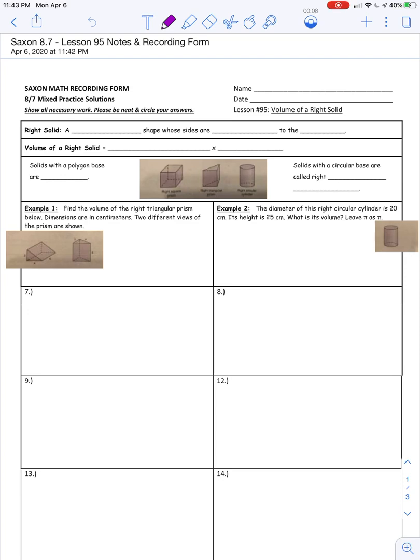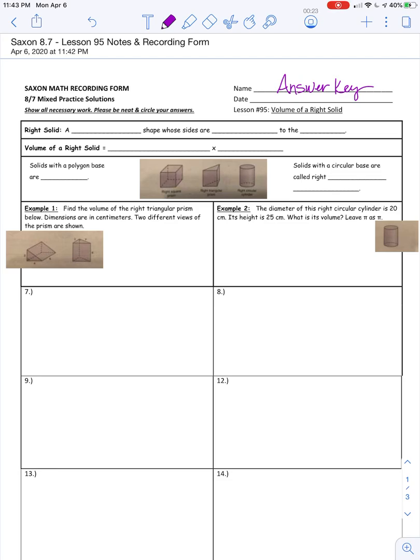The title of the lesson is Volume of a Right Solid. I think we're going to go ahead and just jump right into the lesson. And I don't think the lesson is going to take too awfully long today, and I'm pretty sure that you guys are excited about that.